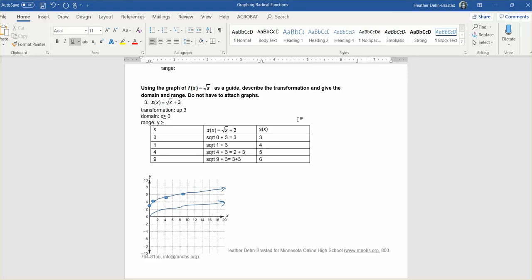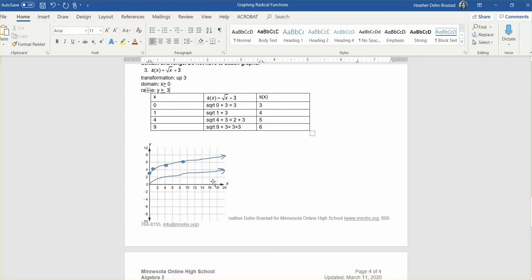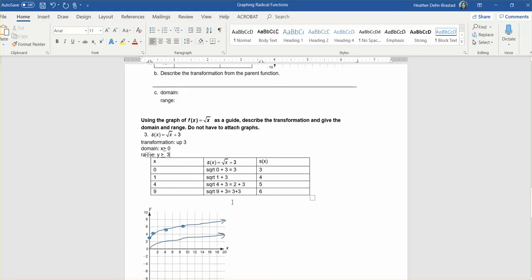Underlined a little too far. And that's how you do these problems. Now you don't have to attach your graph, but you should probably make the graph so that you can help determine what the domain, range, and transformation are.